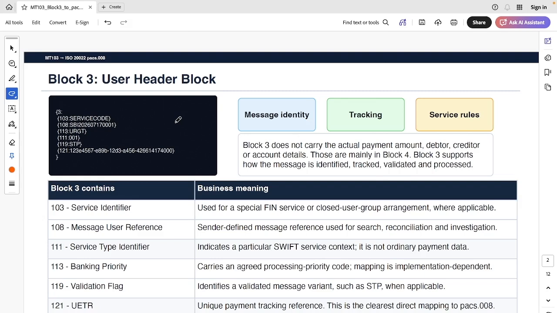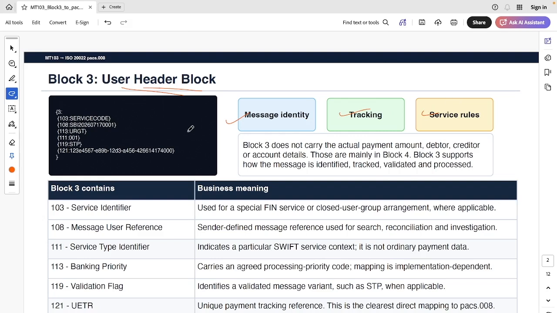So what block 3 actually is? Block 3 is called the user header block. Right? It's the user header block of a Swift FIN message. The word user here generally refers to information supplied or used by the financial institutions and Swift services for additional message processing. Block 3 supports three broad purposes. One is the message identity, second is tracking, and third is the service rules.